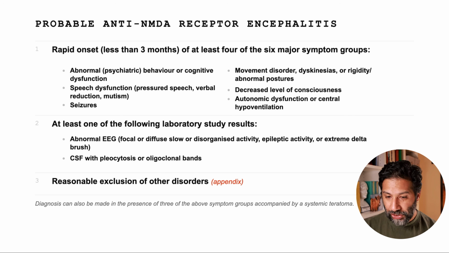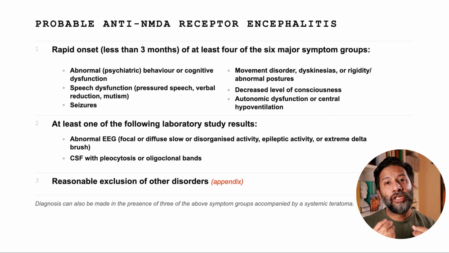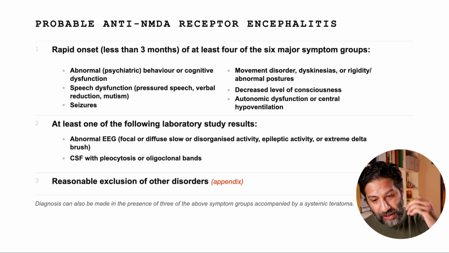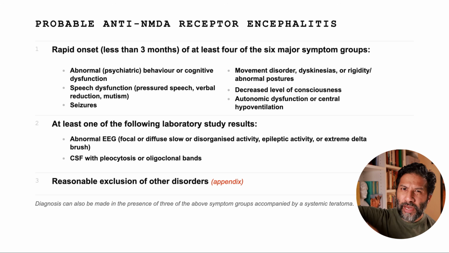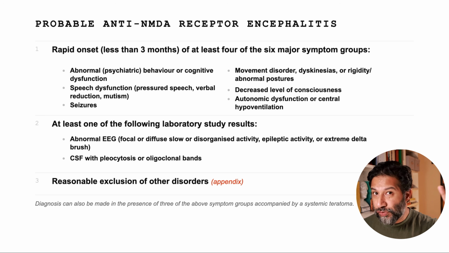They can have seizures. Movement disorders are very classic. They can get dyskinesias from too much movement or rigidity. They can get this abnormal posturing. They can get oral dyskinesias as well with their mouth. They drop their GCS. The classic one is autonomic dysfunction, big fluctuating blood pressures and heart rates and central hyperventilation requiring intubation. So we want at least 4 of those.